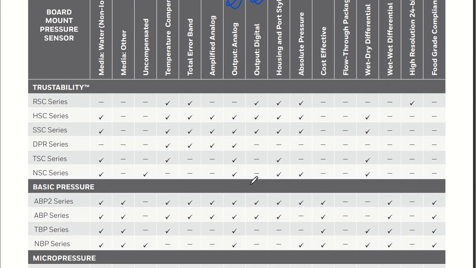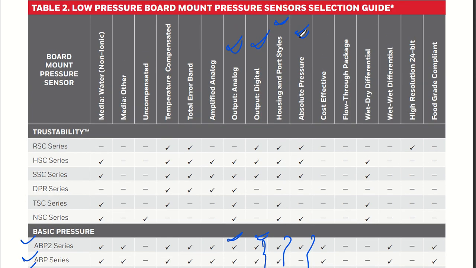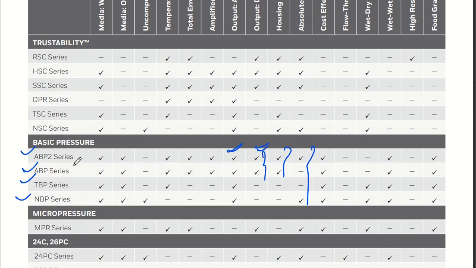In this, you can see that ABP2, ABP, TBP and NBP all have analog type as well as digital type. The ABP series has digital output as well. Most of them have housing ports and absolute pressure availability. So these are the selection criteria that we were seeing, and the basic pressure series fulfills our criteria.